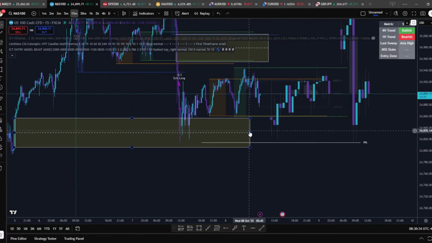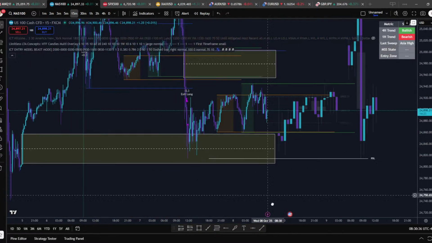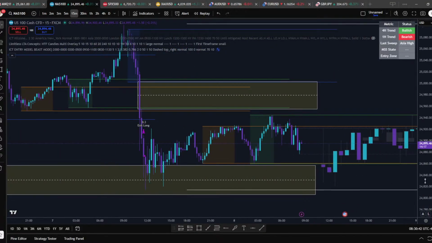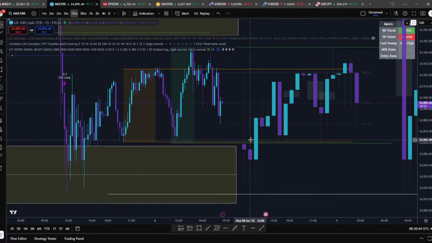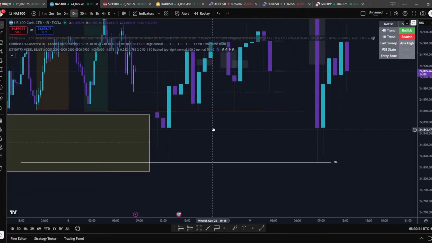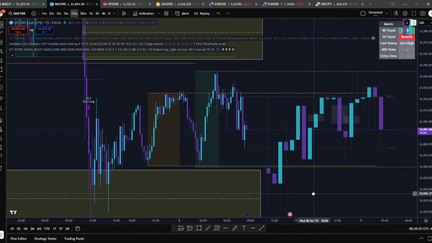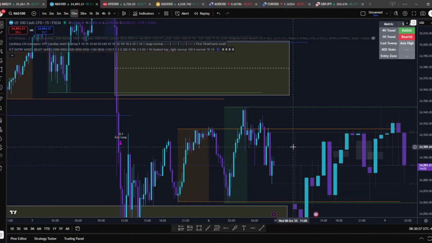Why do I draw these out? It's because price is in the middle, and if it comes and sweeps previous day low, as I said before, it'll test this level again and decide what it wants to do. This previous day low is over here, right? So these are strong draws on liquidity.